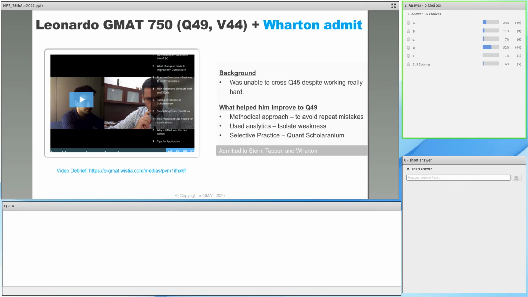Leonardo is another example. This is a dude who was stuck at Q45. Try as he might, he was not able to get through. What helped? The process, a very, very methodical approach to solve the questions. That helped him. He was also able to utilize Scholaranium at a very, very good level. He was able to pinpoint everything. And of course, he was able to leverage the practice questions in Scholaranium. This guy got admitted to Stern, Tepper, and even Wharton.